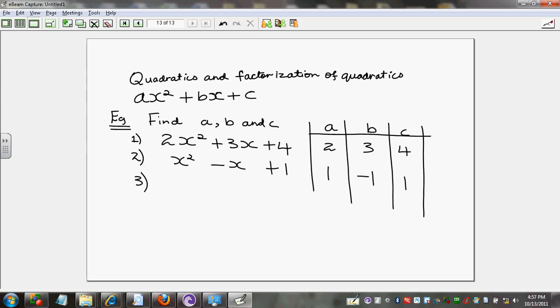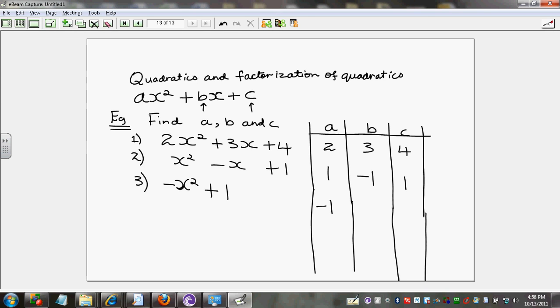Third example: minus x squared plus 1. What is a? What is b? Is b really 1? Let's go back up here. B is the number in front of x. C is a number that stands by itself, which means a constant term. In this expression, are you seeing any x terms? There are 0 x terms, and therefore the number in front of the x term will be 0.